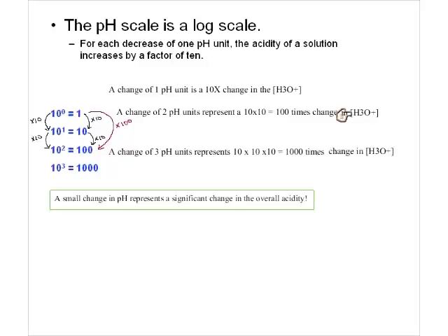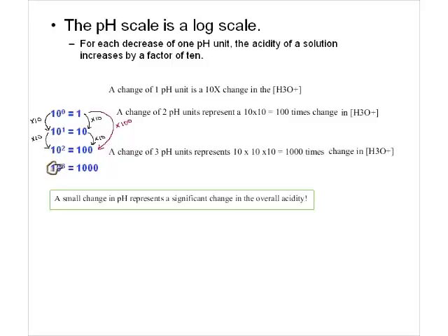So the bigger or the stronger the acid, the more H3O+, the faster the reaction is going to be. So this is very, very important. So the concentration of hydronium is what leads to its desire to want to be an acid. So the pH unit is simply a way of simplifying these numbers.